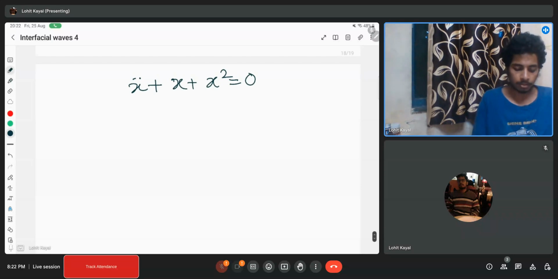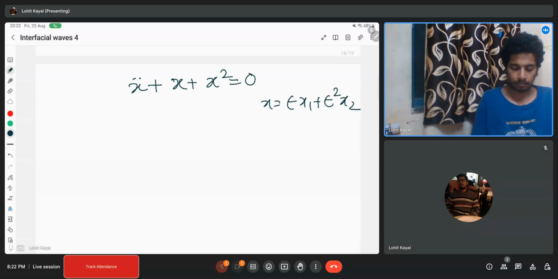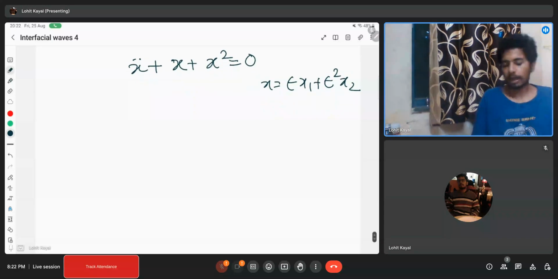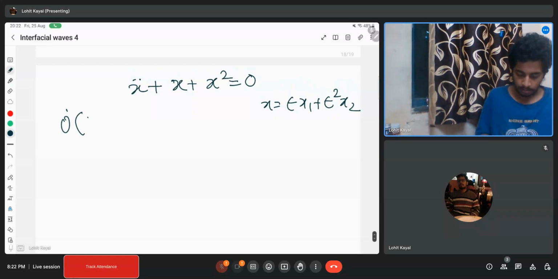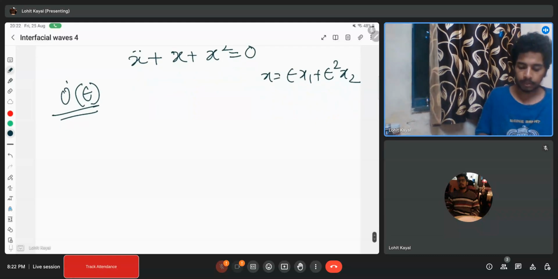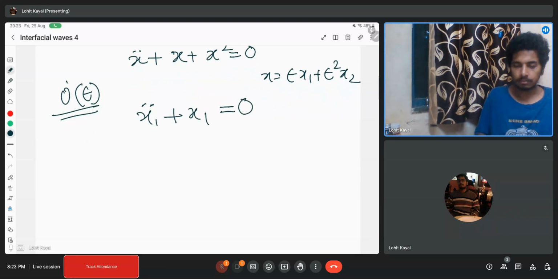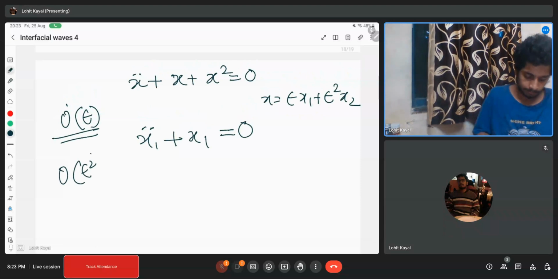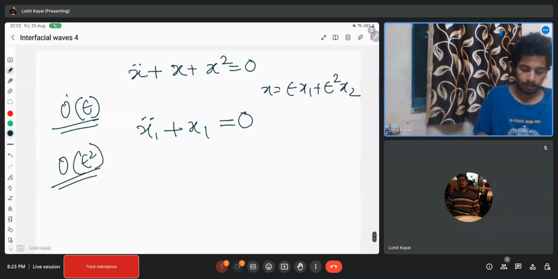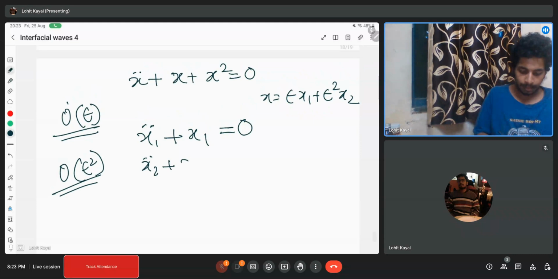Now if you substitute in this expression epsilon x1 plus epsilon squared x2, at order epsilon you will get x1 double dot plus x1 is equal to 0. At order epsilon square, you will get x2 double dot plus x2 equal to minus x1 square. But there will be one more term. What will be the term?